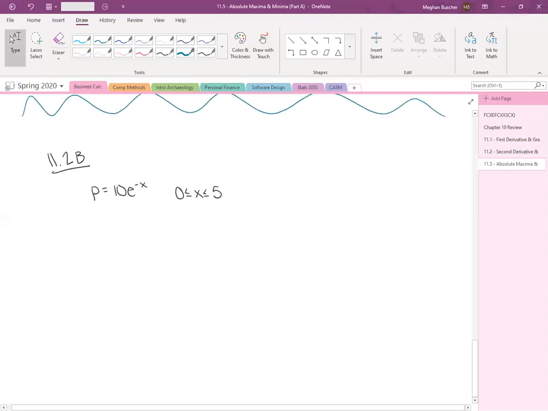Now this is going to be a bit of a review. We have a price demand equation. How can we get our revenue function? What's our revenue function? Was it x times p? Exactly. Revenue is price times demand.